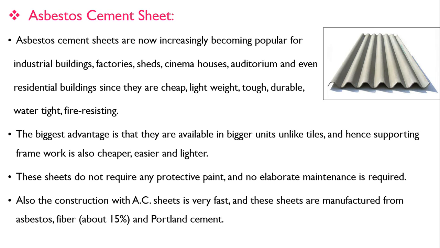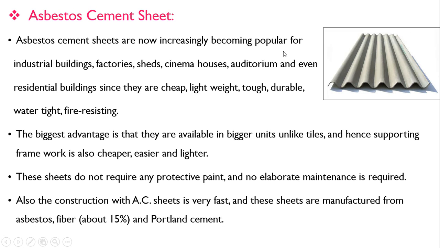Now coming to asbestos cement sheets, well known as AC sheets. Asbestos cement sheets are now increasingly becoming popular for industrial buildings, factories, sheds, cinema houses, auditoriums and even residential buildings, since they are cheap, lightweight, though tough, durable, watertight and fire resisting. As they possess all these properties, asbestos sheets are used for almost all buildings. So here you can see corrugated asbestos cement sheet.